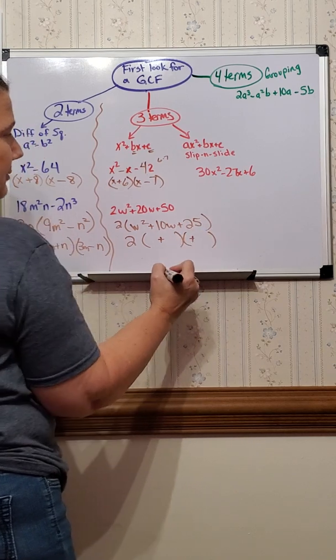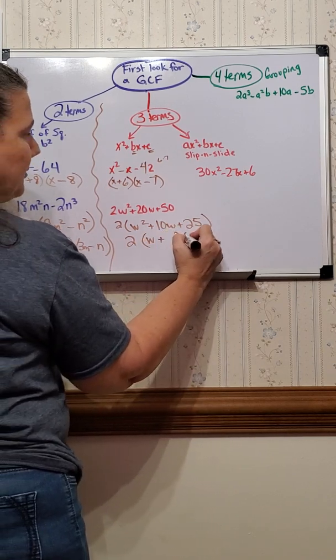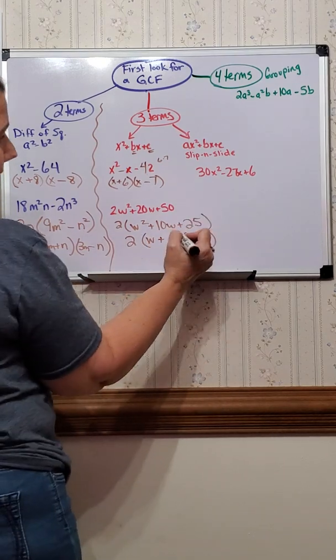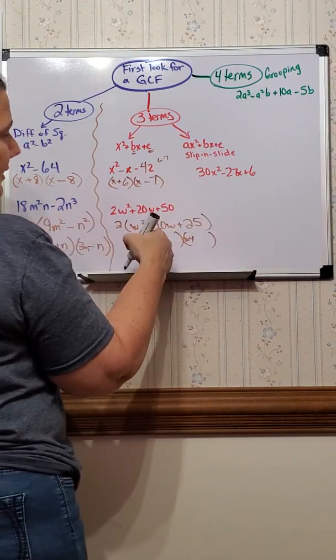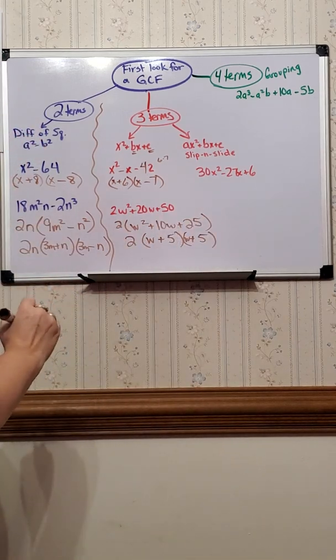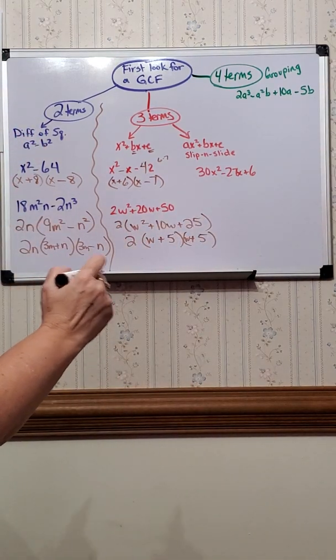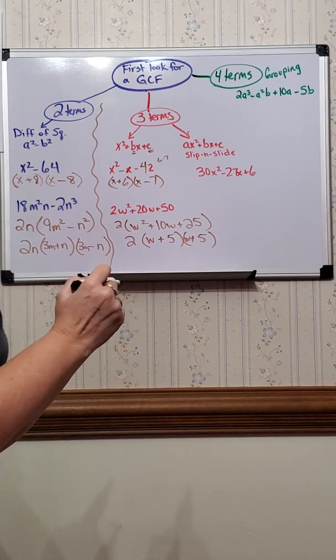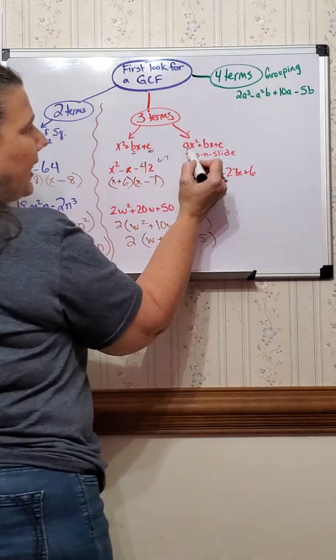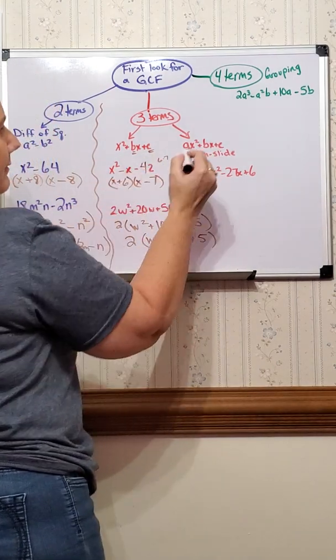I know both of these are plus. Got my W, and I'll say 5 times 5 is what's going to give me 25, because 5 plus 5 will give me my 10. So that's what it's going to look like when we have 3 terms this way. But what if we have that coefficient there?